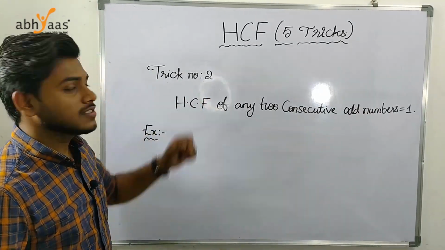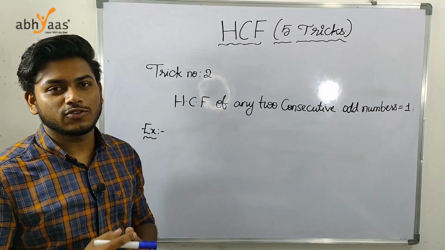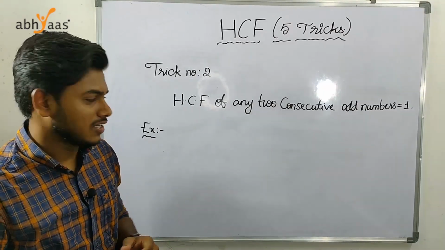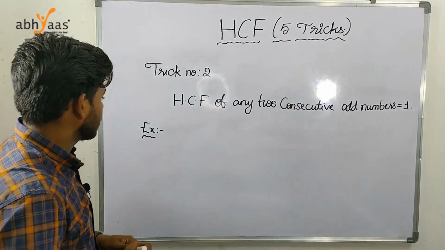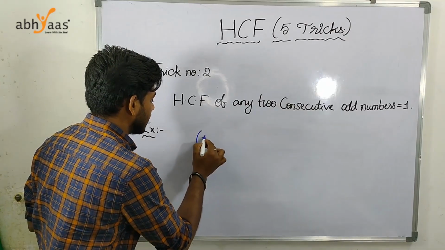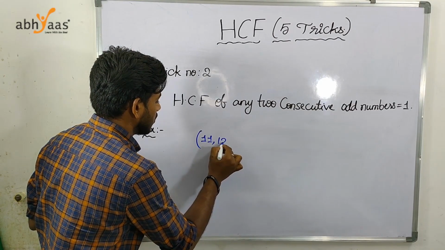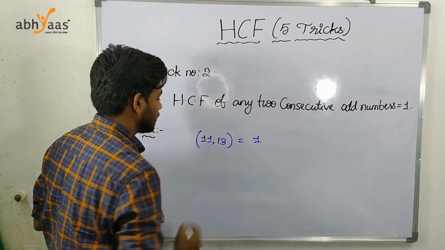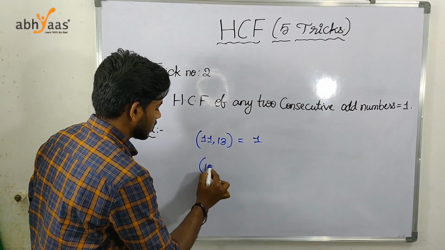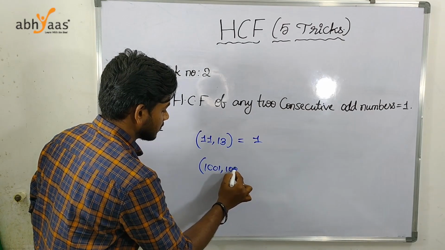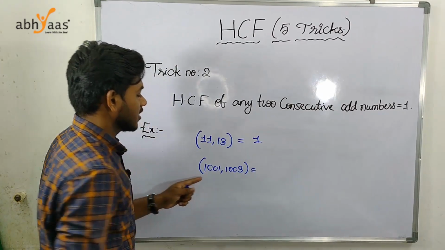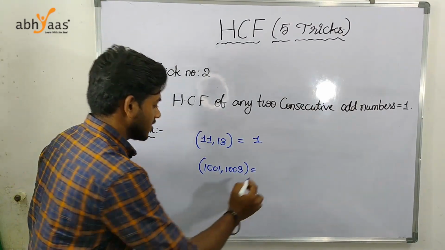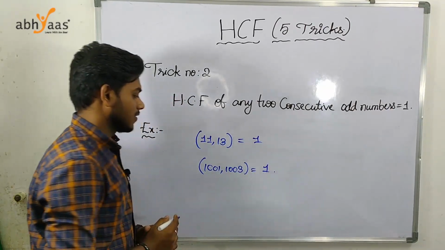Trick number 2 is the HCF of any two consecutive odd numbers is equal to 1. Let's take a few of the examples. Let's consider 11 and 13. These two are consecutive odd numbers. So their HCF is equal to 1. And consider 1001 and 1003. These two are consecutive odd numbers. Their HCF is also equal to 1.